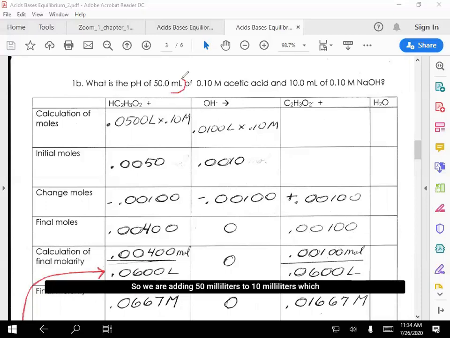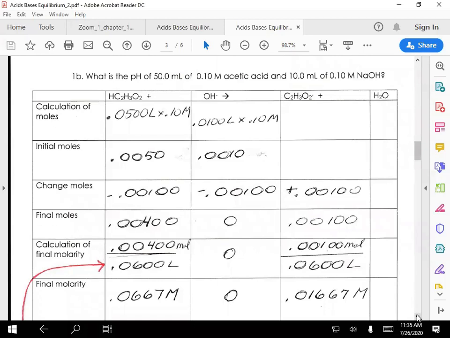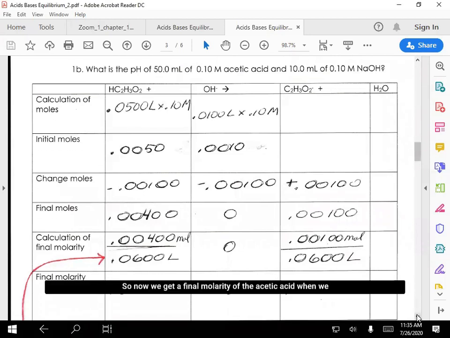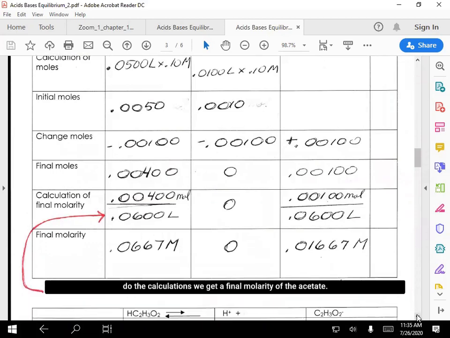So we are adding 50 milliliters to 10 milliliters, which is how we would get 60 milliliters. And that is our total volume. So remember, you want to use the total volume when you calculate your molarity. So now we get a final molarity of the acetic acid when we do the calculations. We get a final molarity of the acetate.